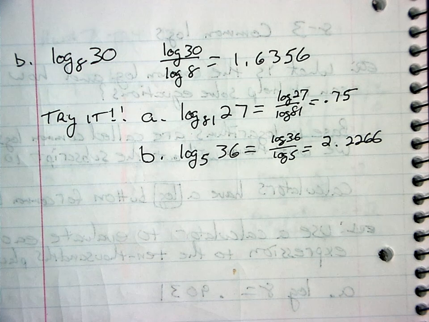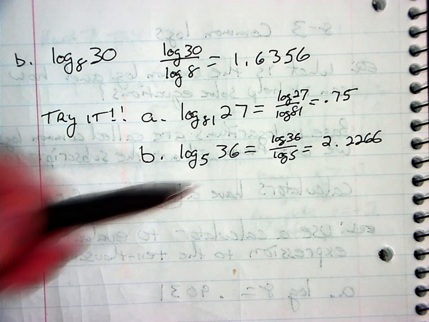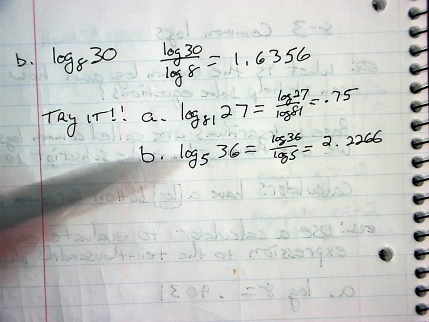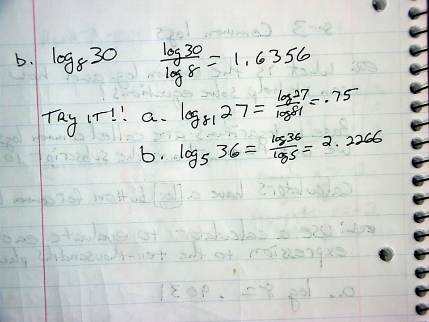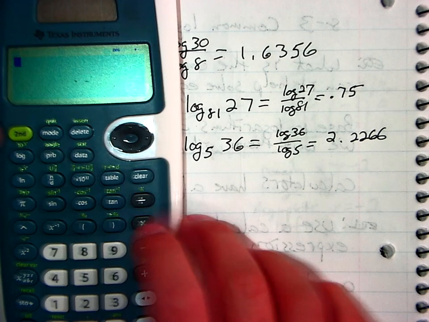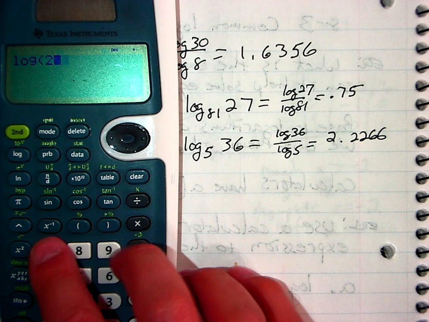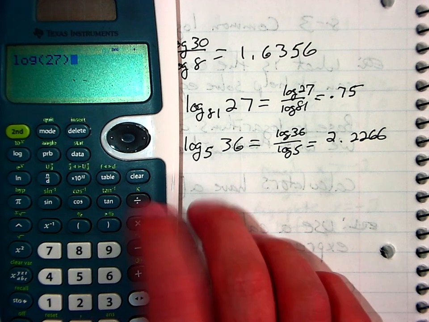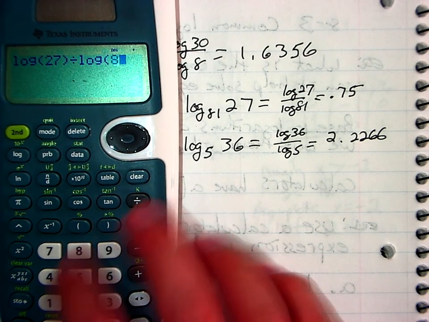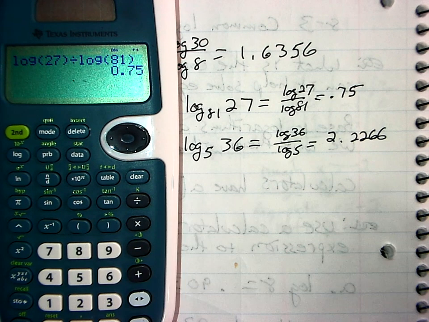Wait, how do you know which one goes on top? Oh. The base goes on bottom. Wait, for the first one, you got 0.75? Yeah. All right, so clear log 27 divided by log 81. 0.75. You gotta type in the 8 on there. That's fine. It's not the end of the world.